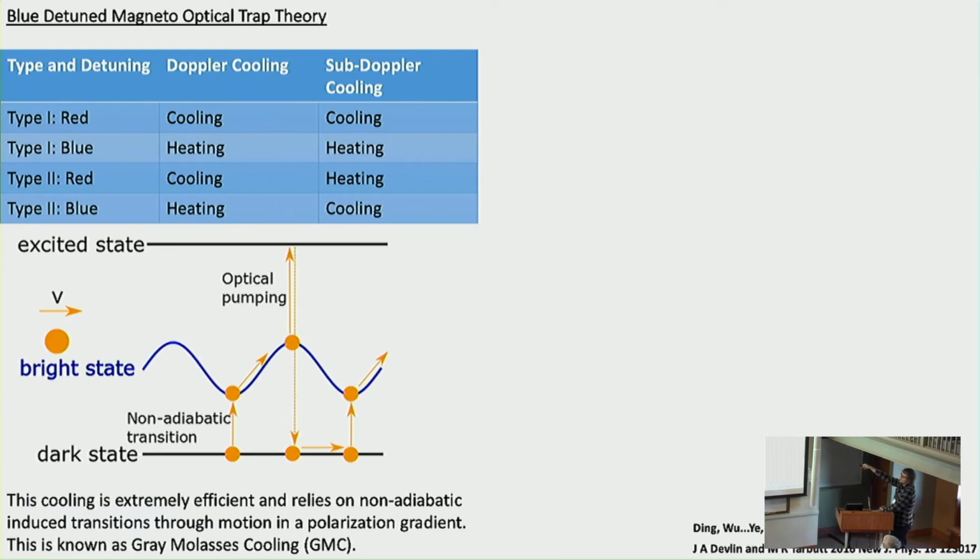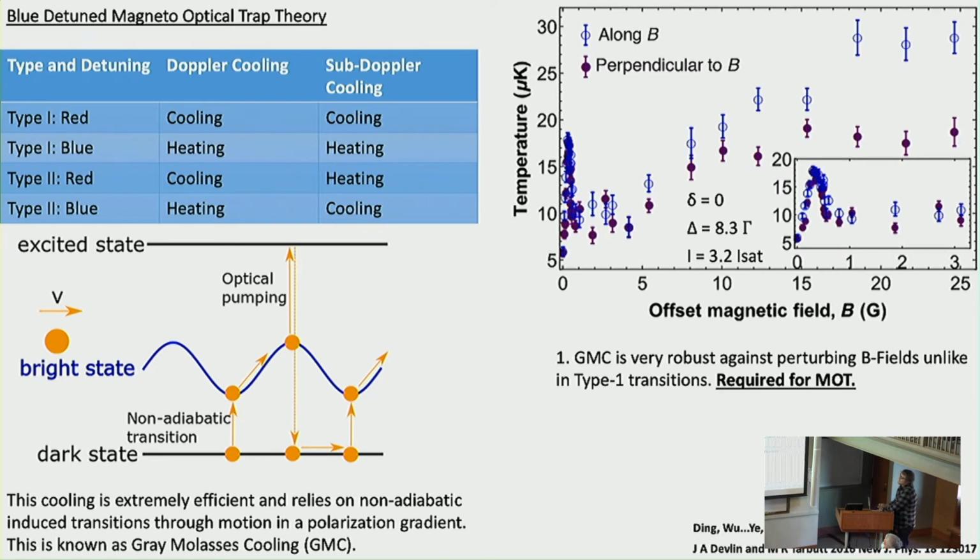And this cooling is known as gray molasses, right? And so this is extremely efficient and relies on non-adiabatic induced transitions through polarization gradients. This cooling is a beautiful mechanism. I'm not going to go into a lot now, but in my opinion, it's probably one of the most beautiful mechanisms in atomic physics. It's extremely efficient, and it does exactly what you wish a cooling mechanism to do, and it works very well for molecules. Okay, so what's the next thing we need? Well, we want to turn on a quadrupole field.